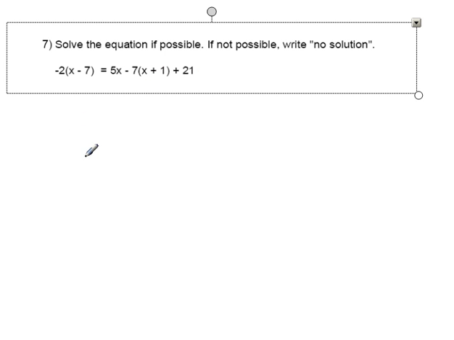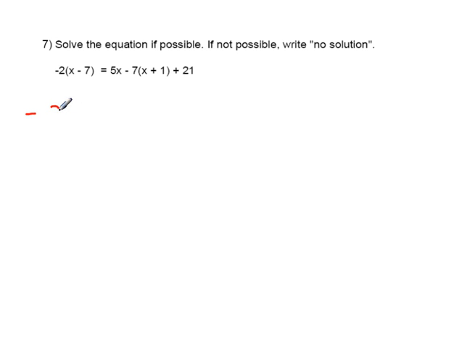Okay, here's another complicated equation to solve. Remember step 1, get rid of all of the parentheses using the distributive property. So this first one's going to be negative 2x plus 14. Bring down the 5x and distribute the negative 7. So that'll be negative 7x minus 7. Bring down the plus 21.